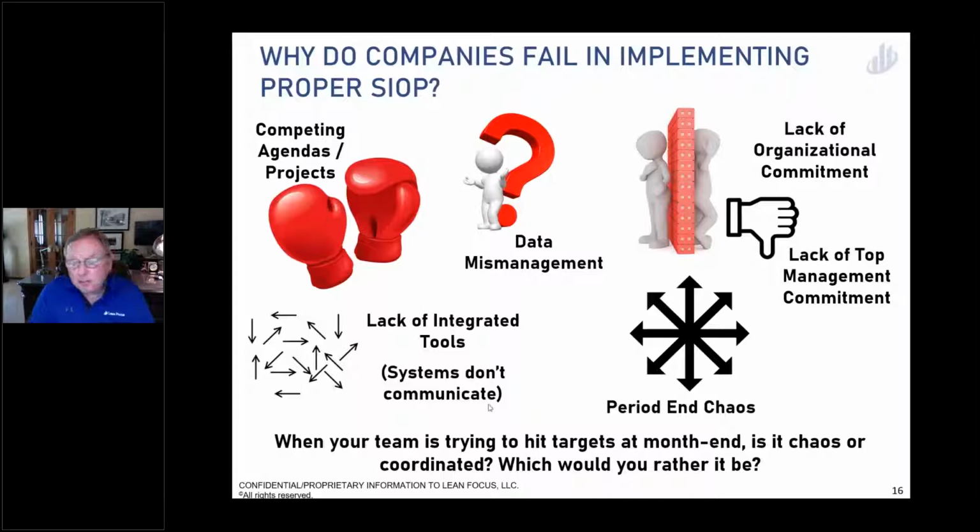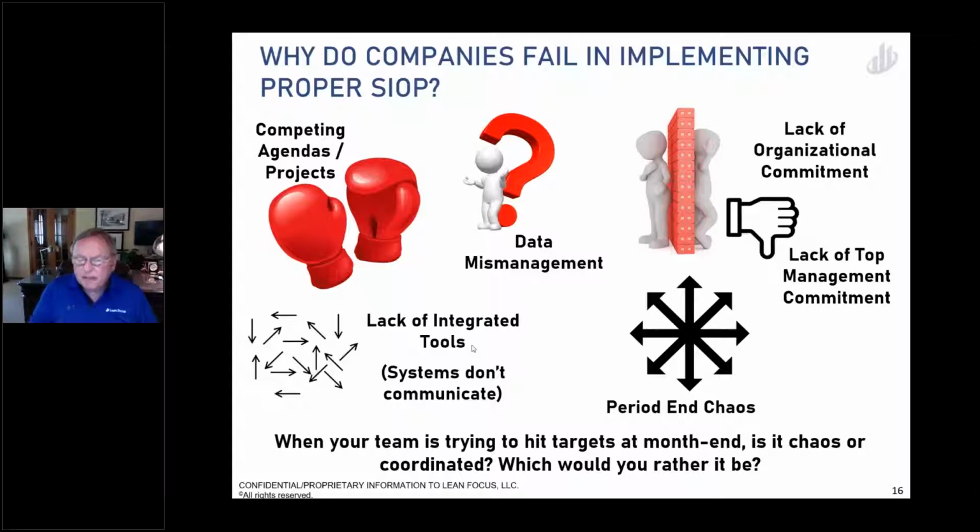The data is mismanaged. There's a lot of data out there, but it's not usable data. It's not in a format that you can use to make meaningful decisions. Organizational commitment throughout the organization may not be there. Top management support is critical. Basically, these meetings are the leadership's meetings, so if they're going to be successful, everybody needs to be part of it. Integrated tools and systems: if you don't have everybody on the same page, you're not going to get the right answers. You need to make sure it's aligned and organized.